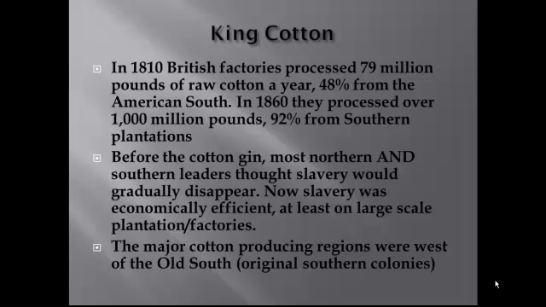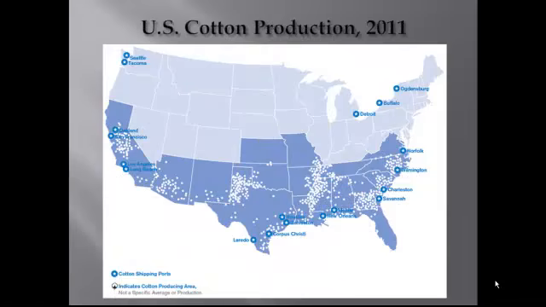So the question of whether slavery would be allowed to expand westward was not just a fight over principle. The stakes were really high. So check out this map of current U.S. cotton production that I found on the internet. Notice that New Mexico, Arizona, and California are all major cotton producing states today, and that's just cotton.